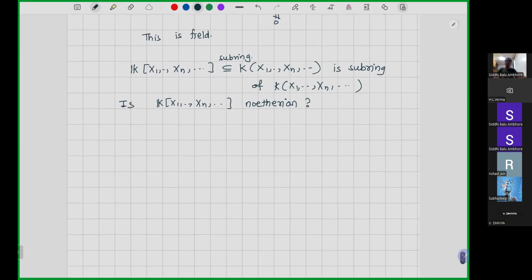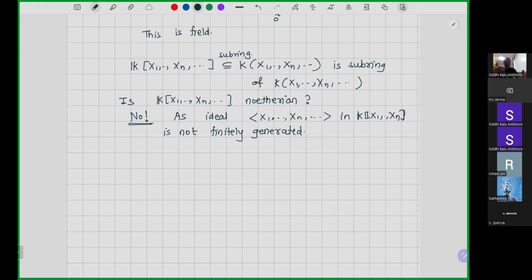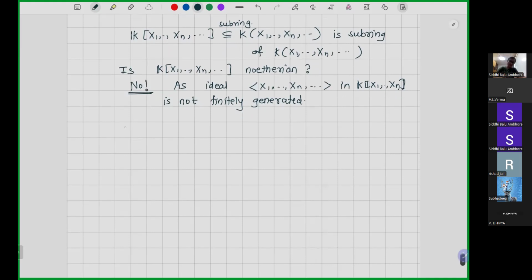So this is not Noetherian, since the ideal generated by all the variables in k[x1, ..., xn] is not finitely generated. And if you want to quickly see the ascending chain condition, we can have this.